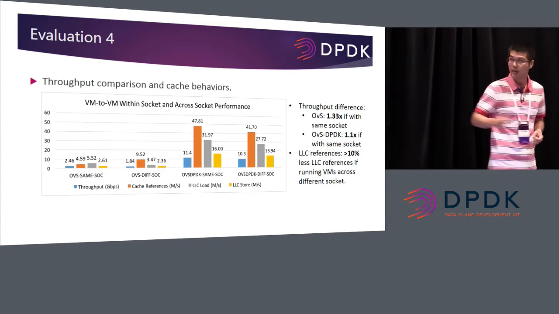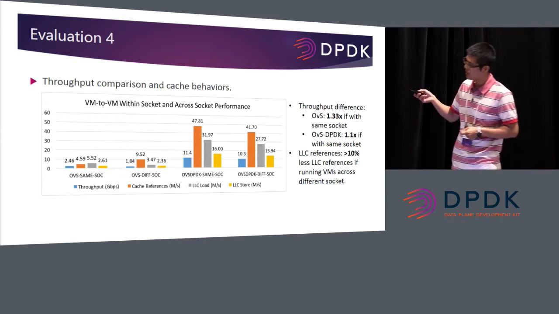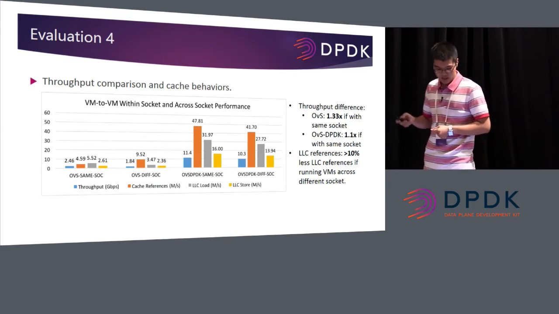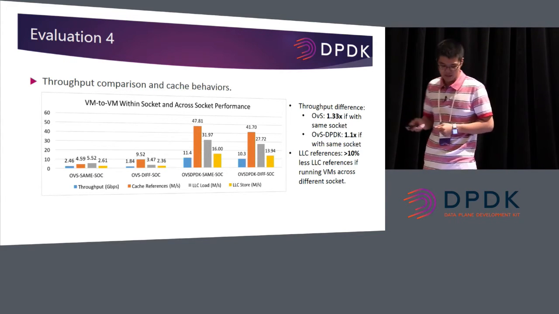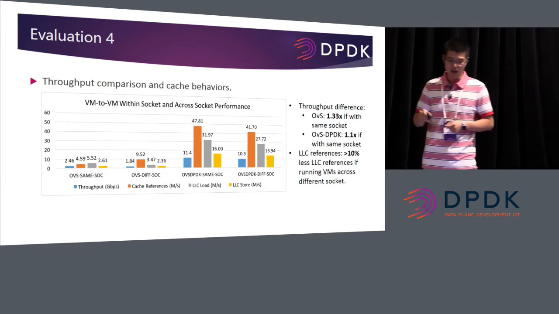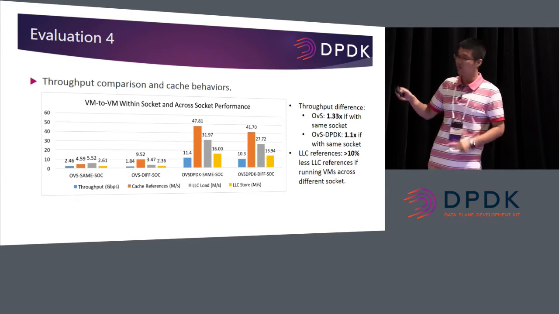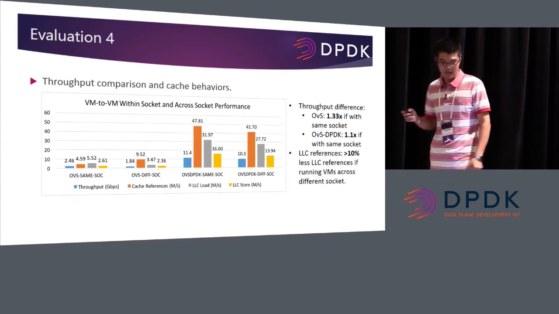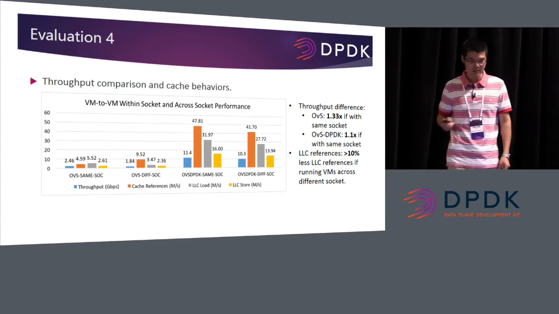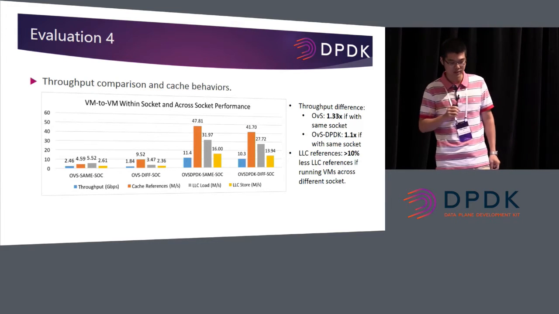Okay, so again, on the x-axis, these are the four different configurations. You can see from the left-hand side to the right-hand side, that is OVS on the same socket, OVS on the different socket, and OVS DPDK on the same socket or OVS DPDK on the different socket. Okay? And y-axis stands for the exact number with different unit.